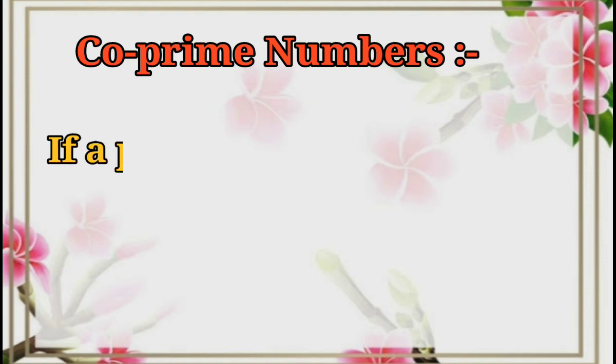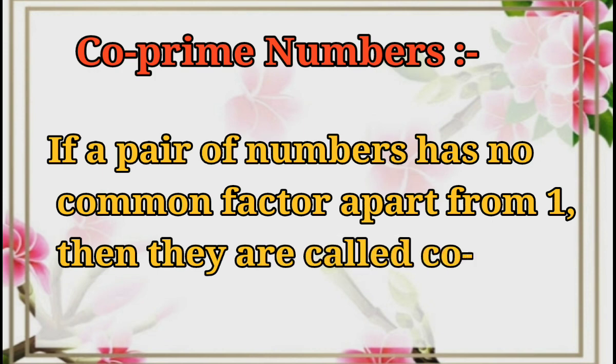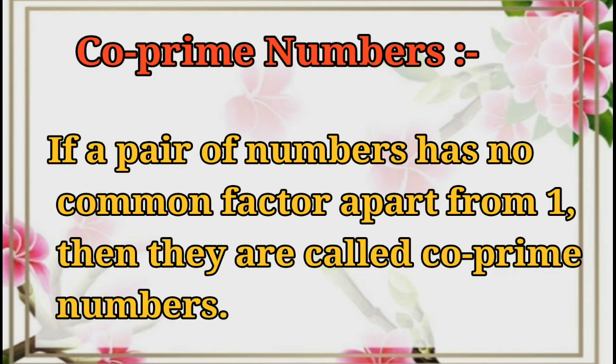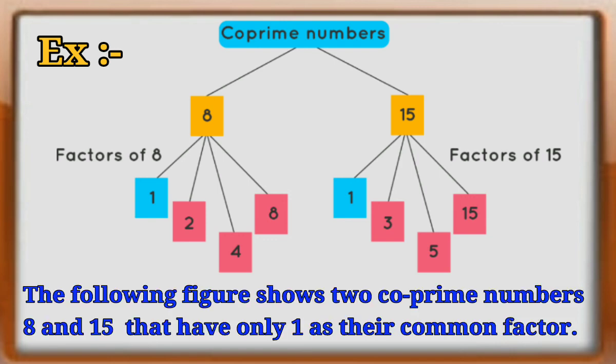Now we know about co-prime numbers. If a pair of numbers has no common factor apart from 1, then they are called co-prime numbers. For example, 8 and 15. The factors of 8 are 1, 2, 4 and 8 and the factors of 15 are 1, 3, 5 and 15. The following figure shows two co-prime numbers, 8 and 15, that have only 1 as their common factor.